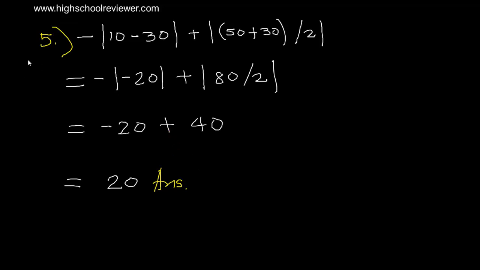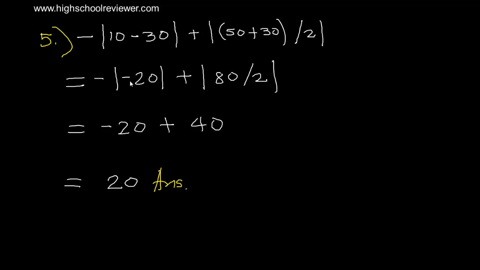For problem number 5, we have the negative of the absolute value of 10 minus 30 plus the absolute value of the quantity of 50 plus 30 divided by 2. Okay, again, perform all the operations that are inside the absolute value symbols. So we have here 10 minus 30, that is now the absolute value of negative 20. The absolute value of 50 plus 30, that is 80 divided by 2.